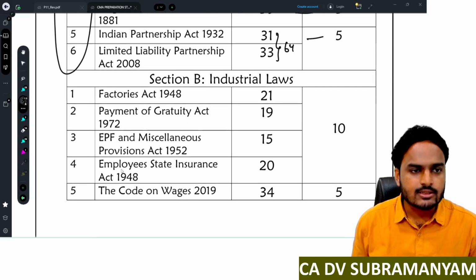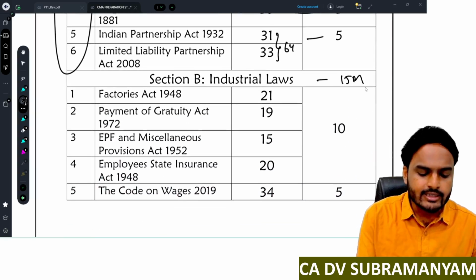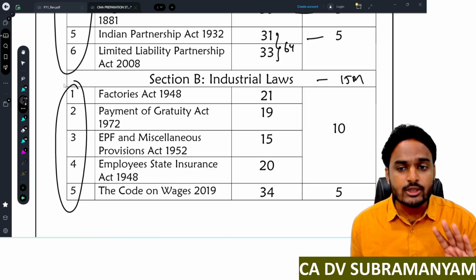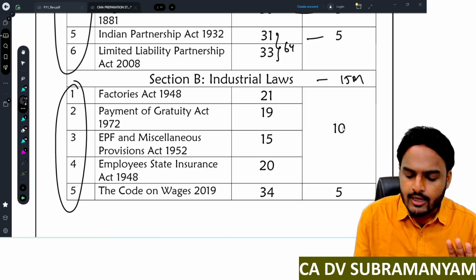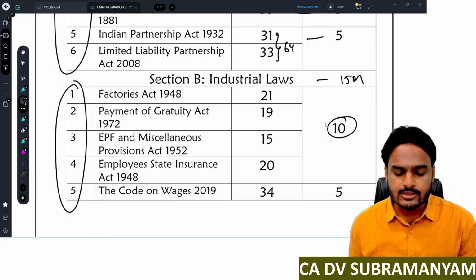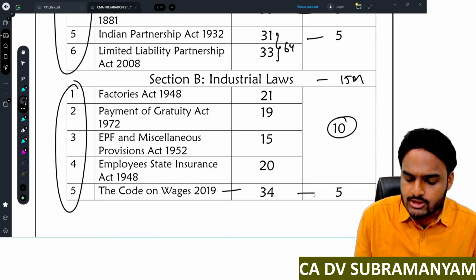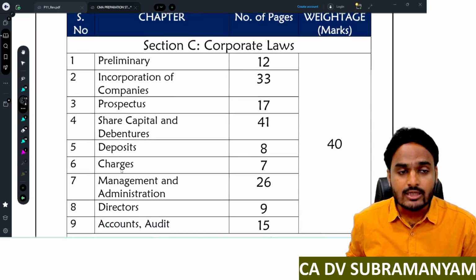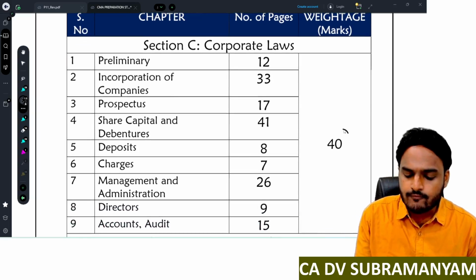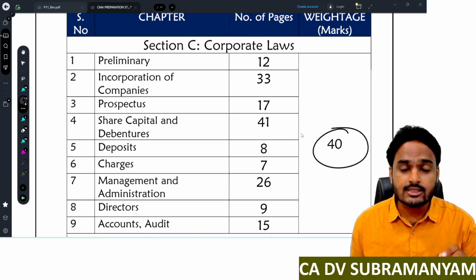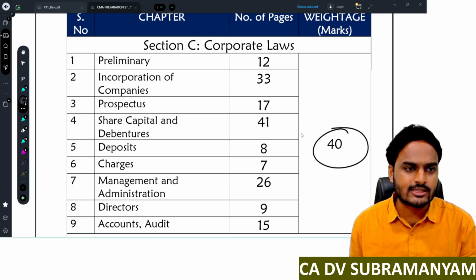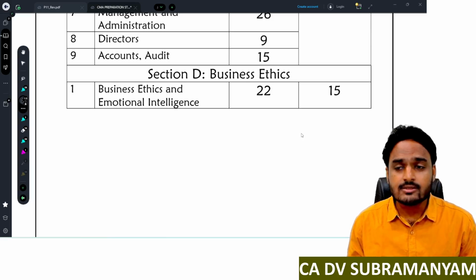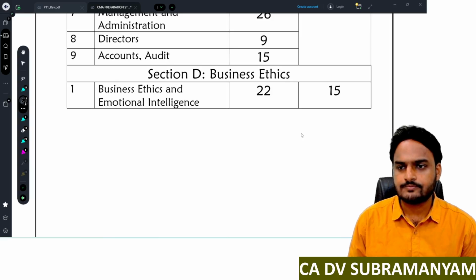Next, Industrial Laws has a weightage of 15 marks. In Industrial Laws, we are having 5 chapters: Factories Act, Gratuity Act, EPF, Employee State Insurance. These 4 chapters put together have a weightage of 10 marks. And Code on Wages with 34 pages, weightage is 5 marks. Next, section C, corporate laws with 170 pages, having a weightage of 40 marks. Corporate laws, section C, is the highest weightage section out of 4 sections. And the last section, business ethics, with 22 pages and weightage is 15 marks.